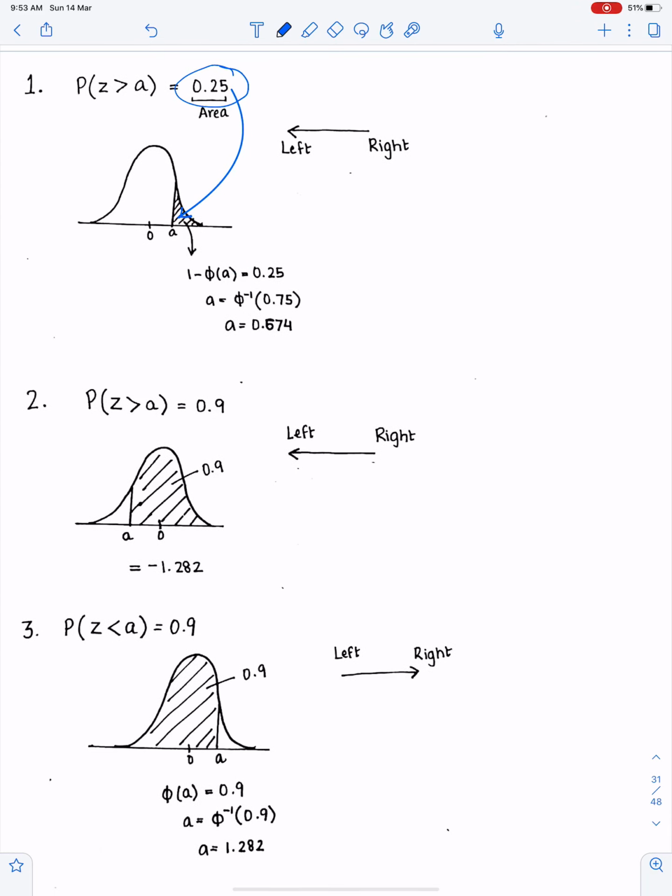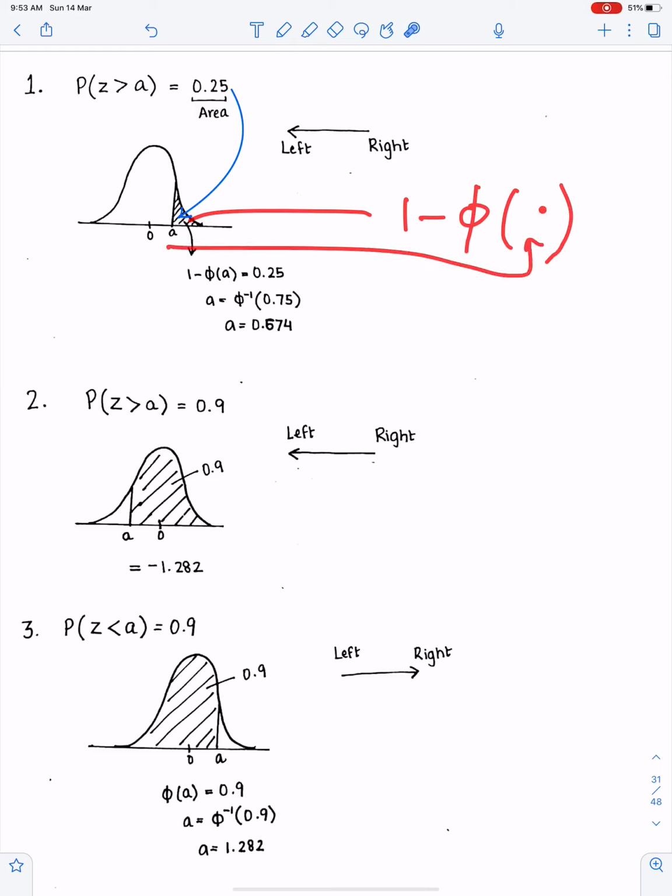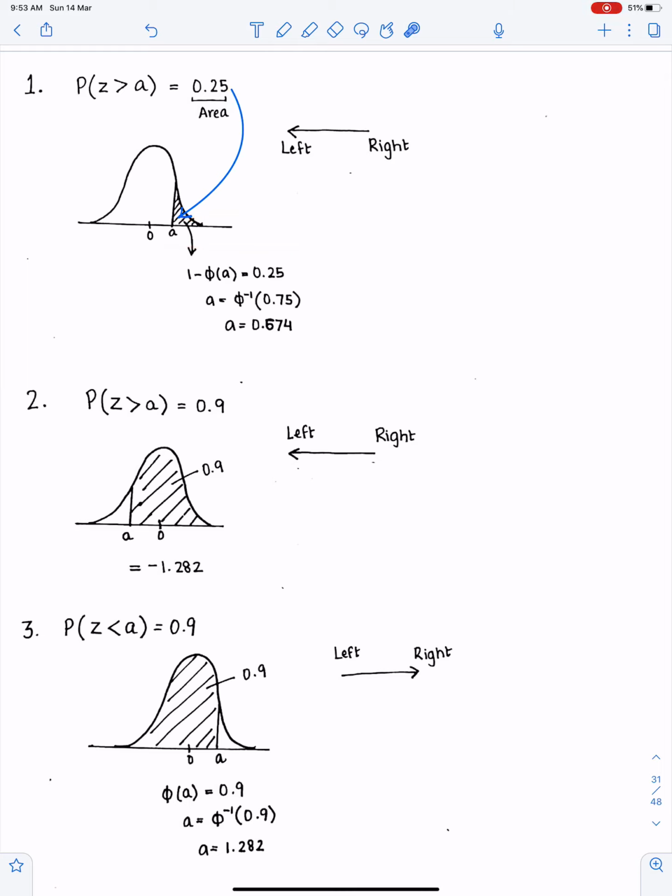Since this area is small, we write small area as 1 minus phi, this number. So 1 minus phi is equal to 0.25. When you simplify this for phi A, you will get 0.75. So this is phi inverse 0.75. And you can find this from your table and from your calculator. I will discuss the calculator method later. If you have the latest version, okay, I'm going to discuss that method now.